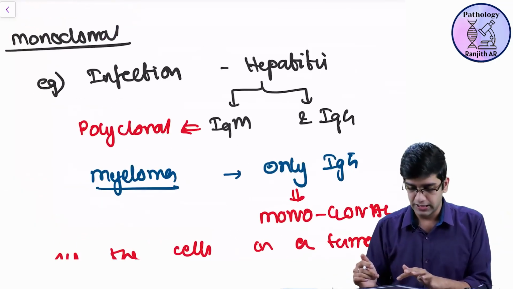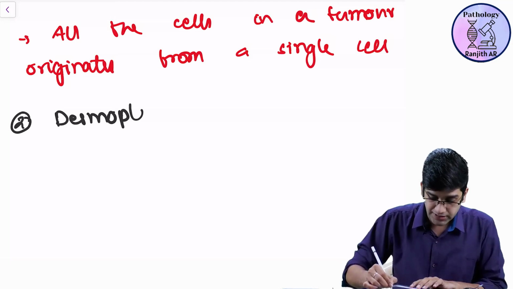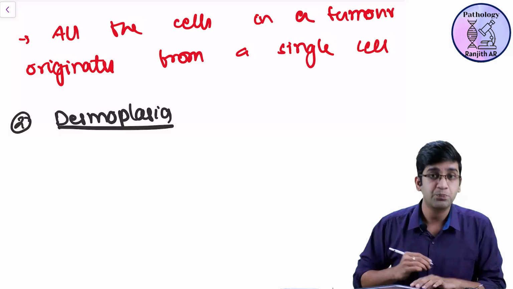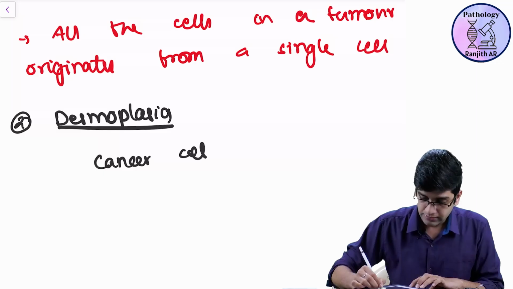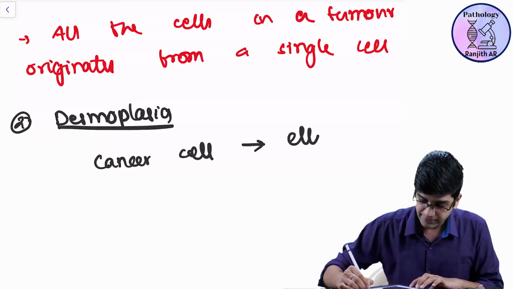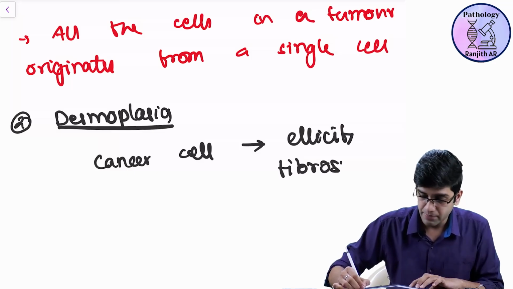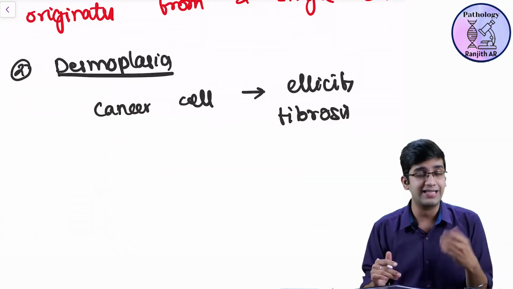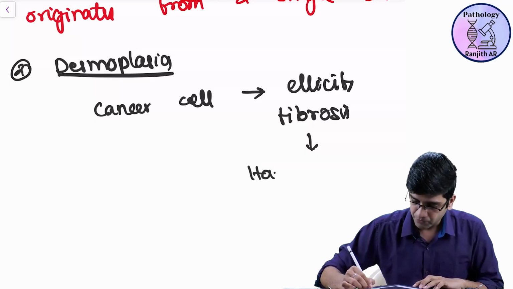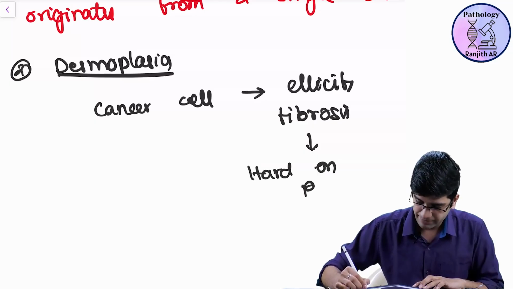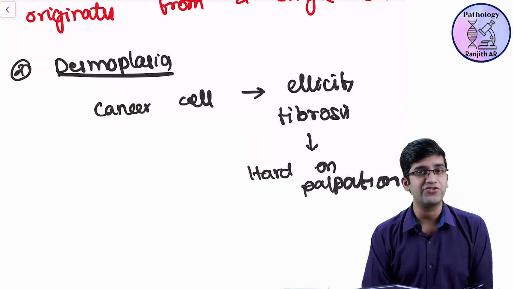Monoclonal and desmoplasia. So desmoplasia is also a property of a cancer, which means that a cancer cell can elicit fibrosis. They have the capacity to elicit fibrosis whenever it becomes a cancer cell, whenever it invades. Because of this fibrosis only, it becomes hard on palpation. That's why it's called desmoplasia.